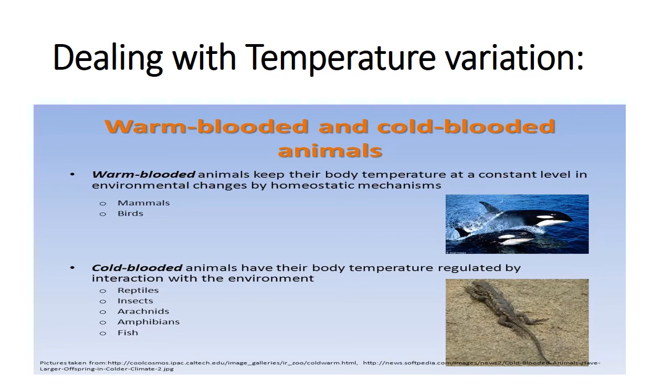The second type is the cold-blooded animals. Cold-blooded animals do not have a constant body temperature. Their body temperature changes with the change in the environment. When there is a change in the temperature of the environment, their body temperature also changes according to that temperature. Some examples of these are different sorts of reptiles, insects, amphibians, and fishes.